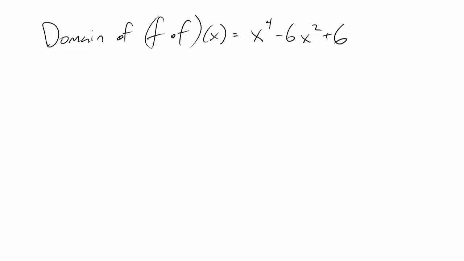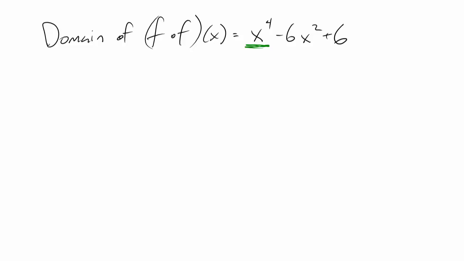We're looking to find the domain of our function f composed with f of x, and that was discovered to be x to the 4th minus 6x squared plus 6. So what we're going to try to do here is look and see what values of x don't work in our function. All right, so we know that x to the 4th is just fine as is.